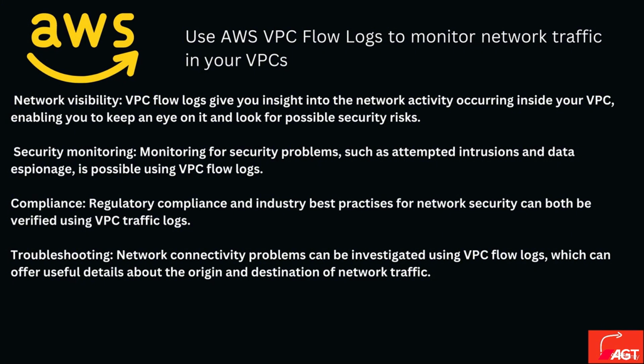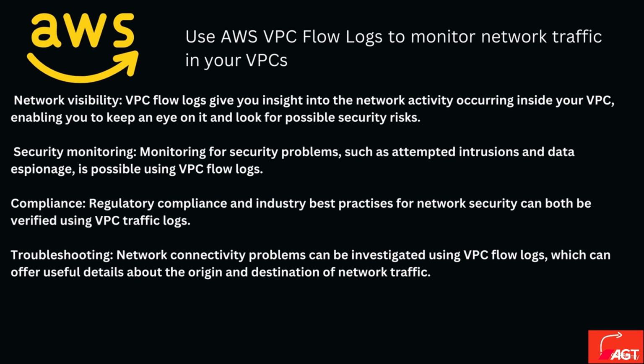Use AWS VPC flow logs to monitor network traffic in your VPCs. You can launch Amazon Web Services, AWS resources into a designated virtual network using the Amazon Virtual Private Cloud, VPC service. A component of AWS VPC called VPC flow logs records data about IP traffic to and from network interfaces inside a VPC. The source and destination IP addresses, protocols, and ports utilized in your VPC's network traffic are all detailed in the AWS VPC flow logs.